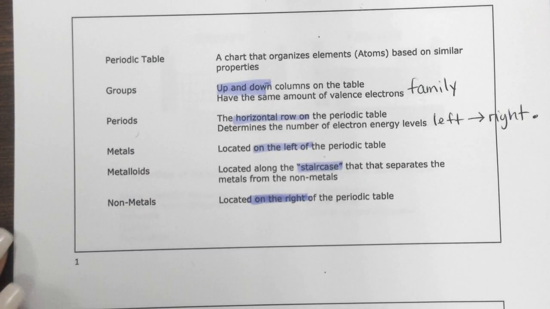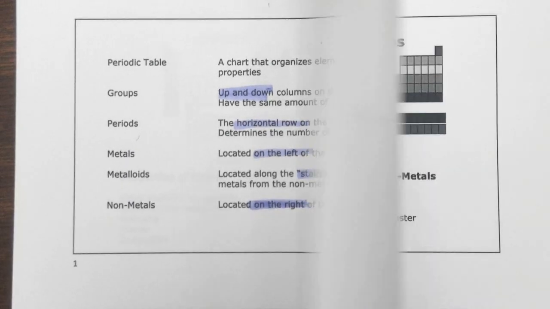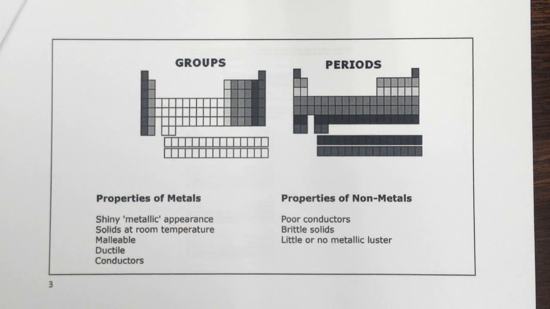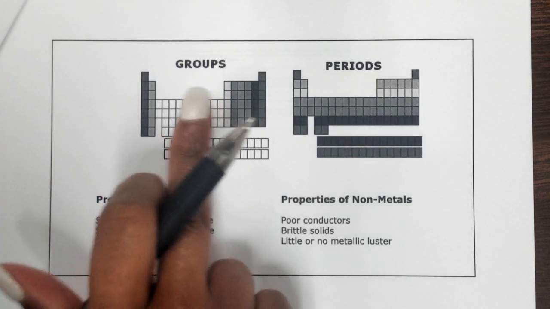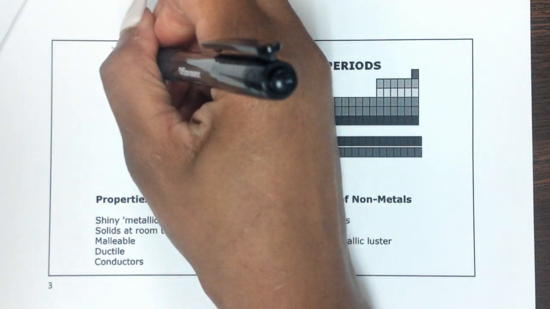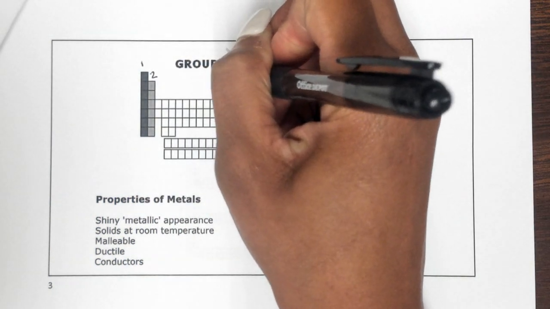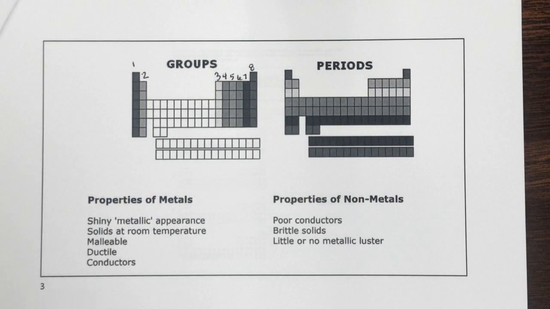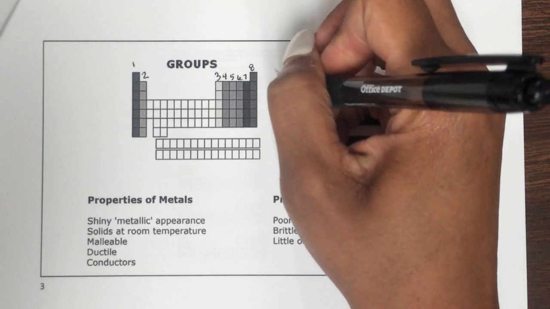Alright, so now what we're going to focus on are just the groups and the periods. I'm going to flip over for a second. Alright, so groups go up and down, and we only focus on the 8 here. We don't focus on this white area, the transition metals. So group 1, group 2, group 3, 4, 5, 6, 7, and 8. And just like we have 7 class periods a day, we have 7 periods.